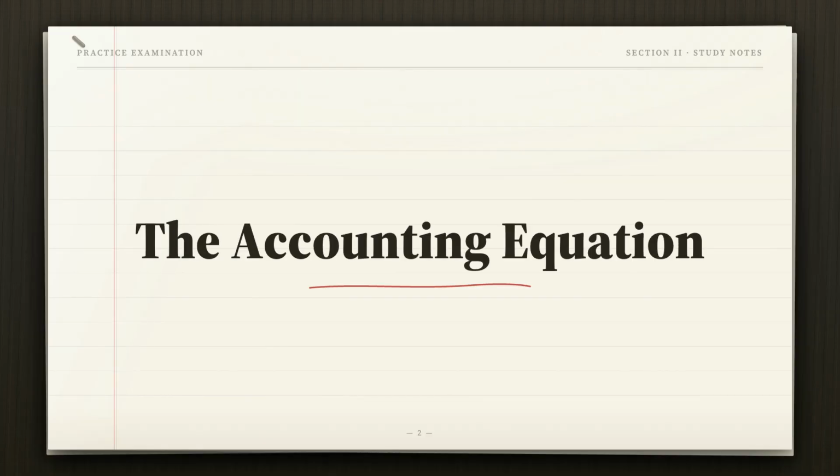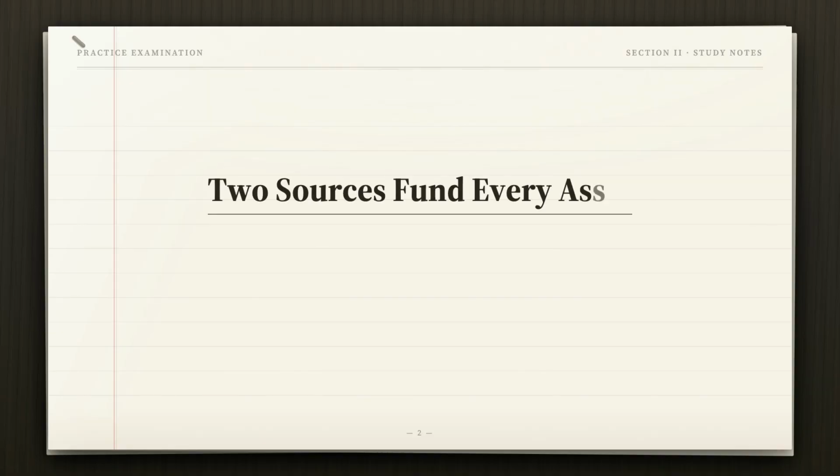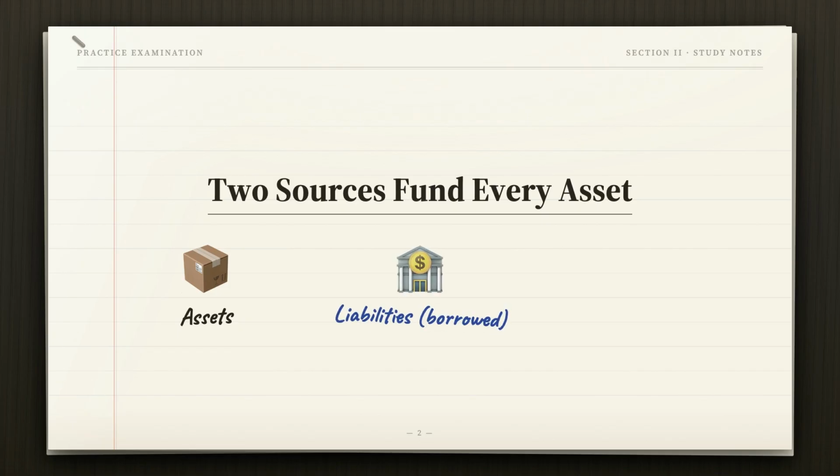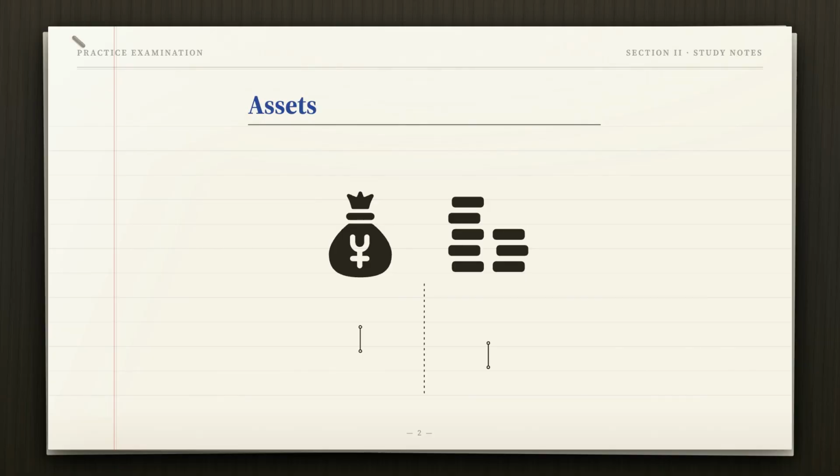Assets equal liabilities plus owner's equity. This isn't a rule someone imposed. It's a logical consequence of what those three words actually mean. Every asset a company holds had to come from somewhere. Either it was borrowed, creating a liability, or it came from the owners, creating equity. List what the company holds on one side and who has a claim on it on the other, and the two sides must match.